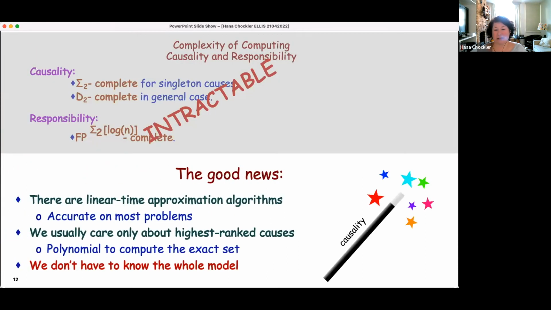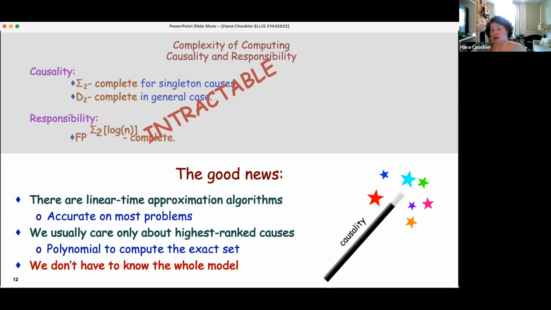The reasons why it is useful in practice are, first of all, there are linear time approximation algorithms, and they are accurate on most problems. Because we know the worst case complexity is usually obtained by quite contrived problems, crafted especially to be difficult. On most problems, it's not that difficult. So it's doable, and there are linear time approximation algorithms.